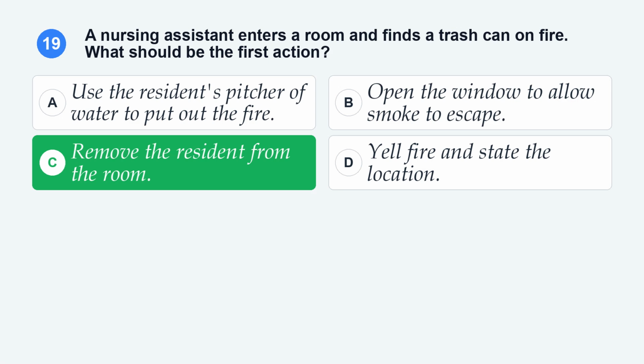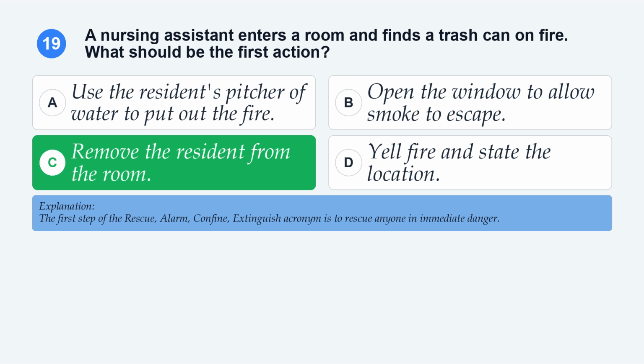The correct answer is option C. Remove the resident from the room. Explanation. The first step of the rescue, alarm, confined, extinguish acronym is to rescue anyone in immediate danger.